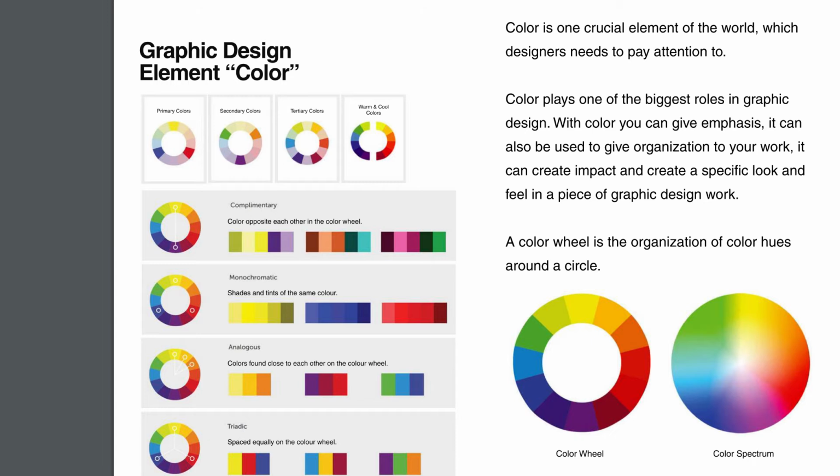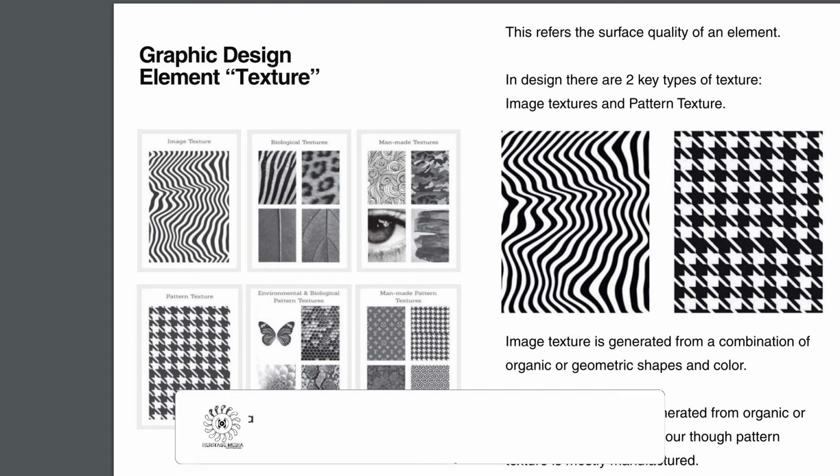A color wheel is the organization of color hues around a circle. This is a color wheel, and this is a color spectrum. You see that there is a whole lot of difference. Let's move on to texture.